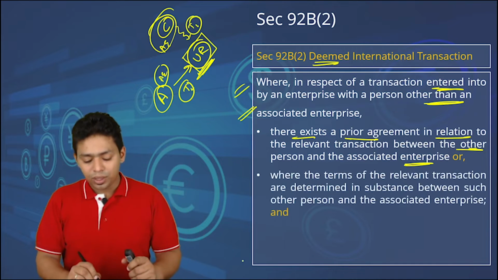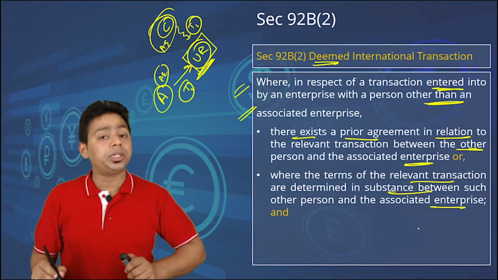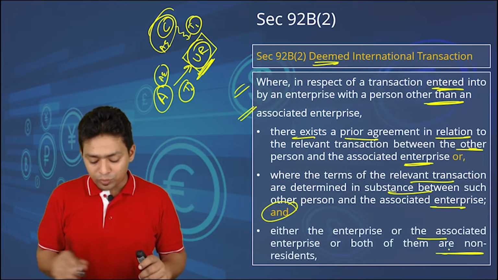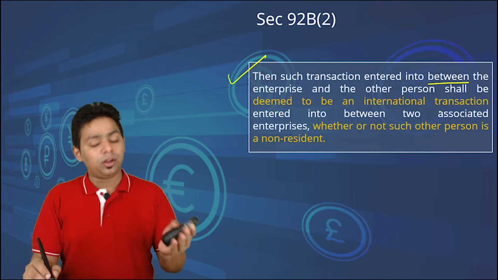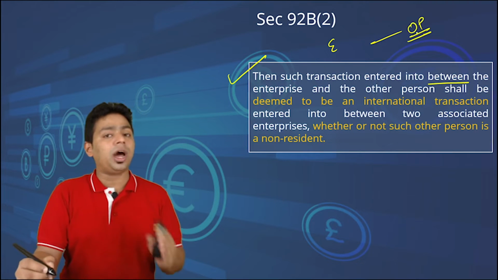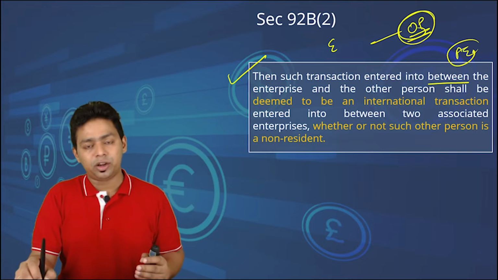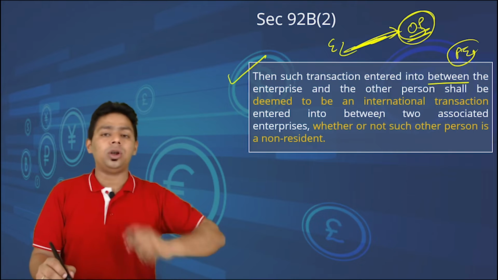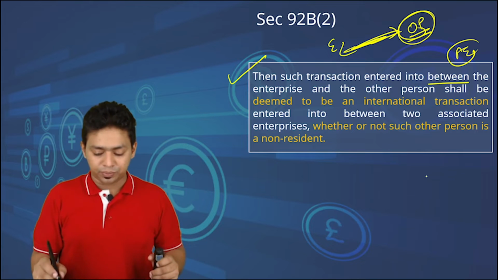Please understand, where the terms of the relevant transaction are determined in substance between such other person and the associated enterprise, and either the enterprise or the associated enterprise or both of them are non-resident, then such a transaction entered into between the enterprise and the other person, meaning an unrelated person, but this unrelated person is actually working on the command given by my associated enterprise, is also called an international transaction, which will be captured by the transfer pricing provisions.